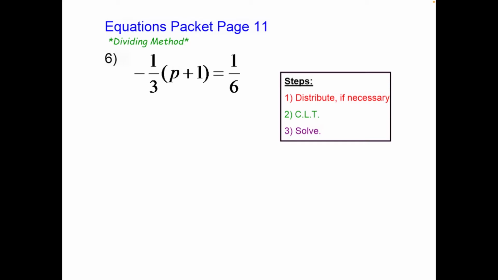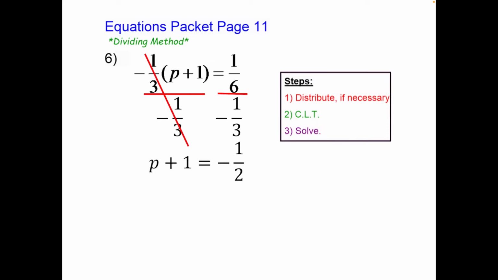Now I'm going to show you how to solve number 6 using the dividing method. For number 6, we have negative 1/3, open parentheses, p plus 1, close parentheses, equals 1/6. That p plus 1 is being multiplied by negative 1/3. Rather than distributing, you could just divide both sides by negative 1/3. So the negative 1/3 will cancel.